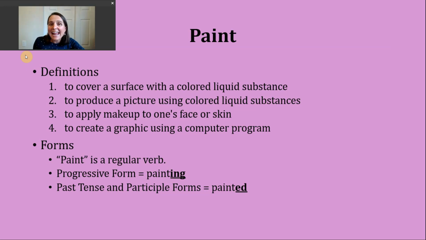You should know that paint is a regular verb. To make the progressive form, all you need to do is add ing to form painting. The past tense and participle forms of this verb are made by adding ed. Our base verb, paint, ends with a T sound. So our past tense ending is going to make an id sound, and we're going to add an extra syllable to this word. It should sound like this: painted, painted.